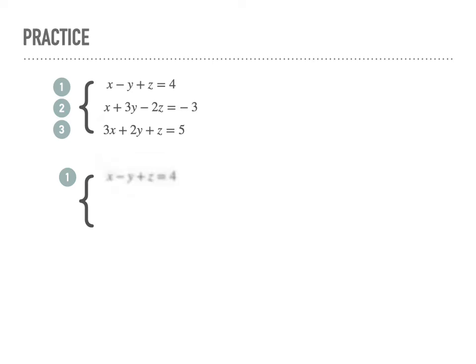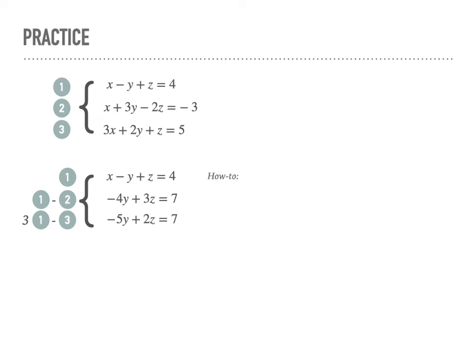We're just going to write equation 1 as it is, and then for eliminating the x variable in equation number 2, we'll simply do equation 1 minus equation 2. And that gets us negative 4y plus 3z equals 7. Now, performing the same idea for equation number 3 to eliminate x, we do 3 times equation number 1 minus equation number 3, which helps us eliminate the x and gets us negative 5y plus 2z equals 7.